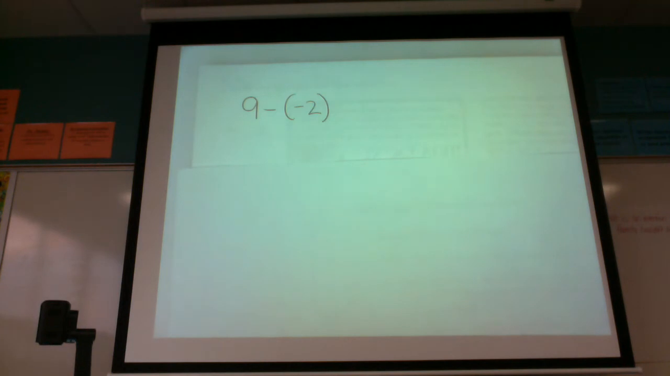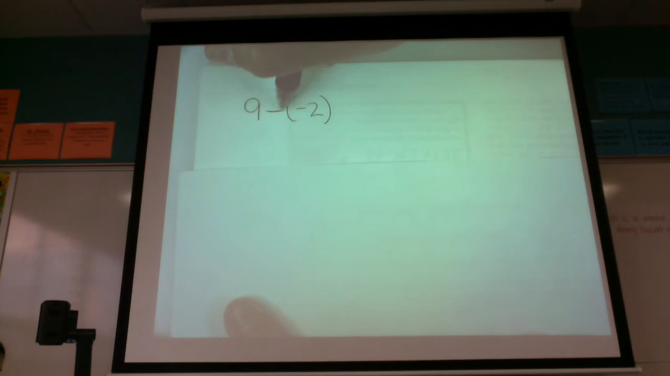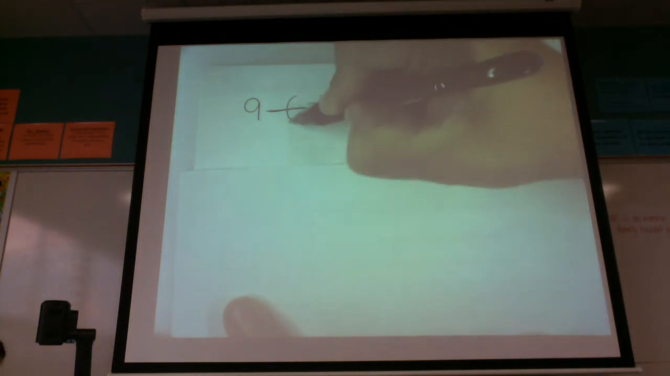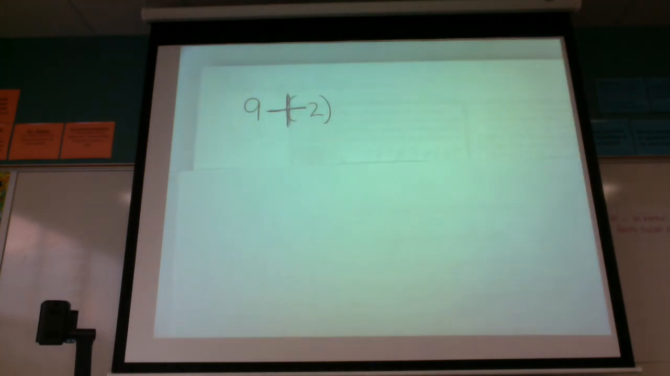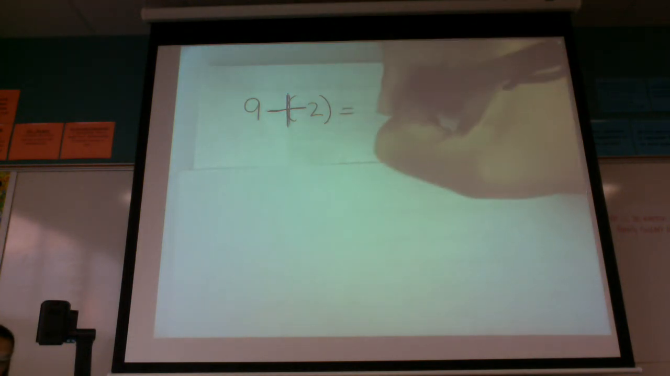So if you see here, if I connect those two negative signs across, and I change this parenthesis to maybe be a little bit straighter, what does that look like to you? I hope you're saying it's an addition sign, and you would be correct. So I'm going to change 9 minus -2 into 9 plus 2. 9 plus 2, oh, that should be easy. That's going to be 11.